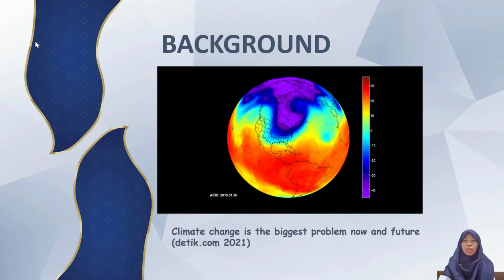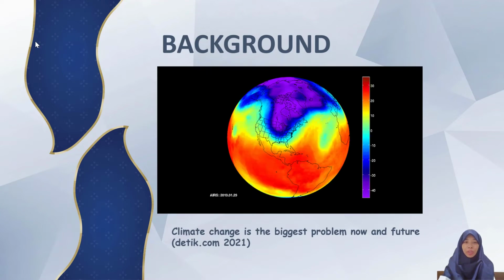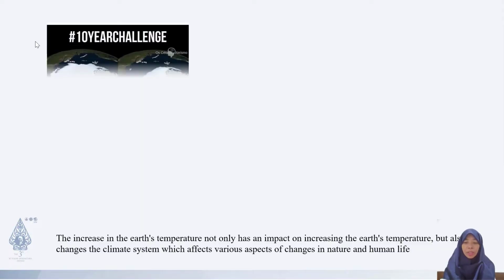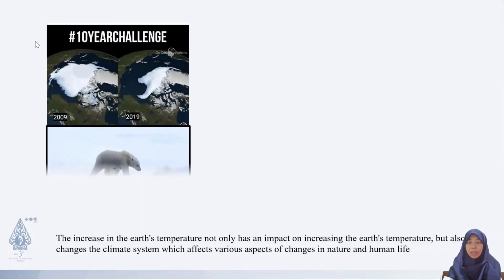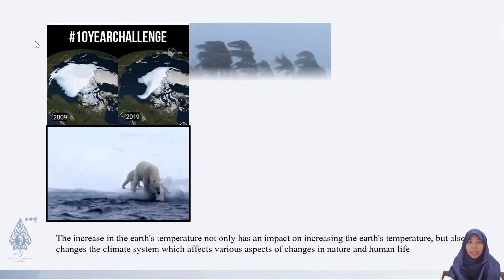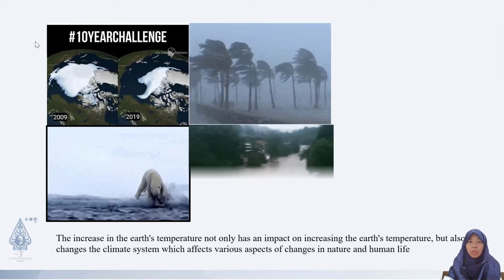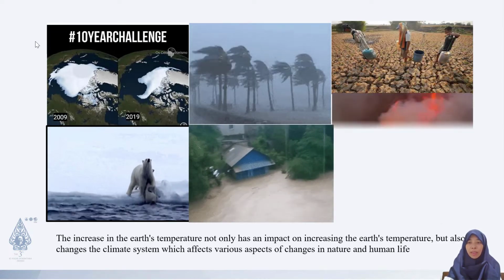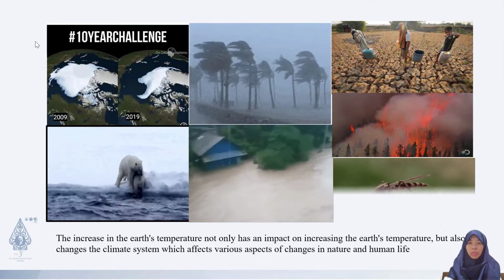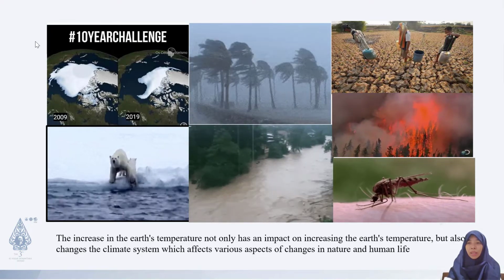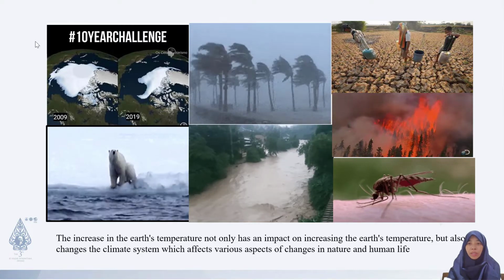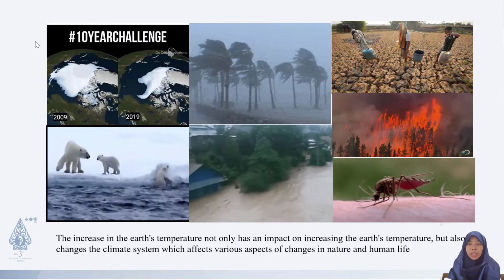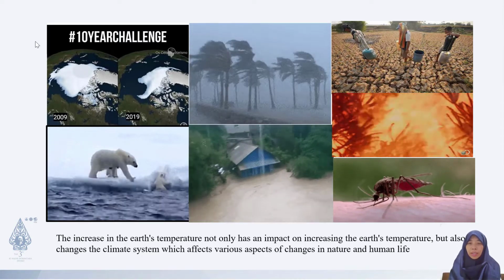Climate change is a big problem for the Earth today and in the future. It has a very broad impact on people's lives and the environment. The increase in the Earth's temperature not only increases the Earth's temperature, but also changes the climate system, which affects various aspects of nature and human life, such as melting ice at the poles, forest fires, rising sea levels, storms and floods, and good conditions for the development of bacteria, viruses, fungi and parasites, because the humidity in the dry season is quite high.